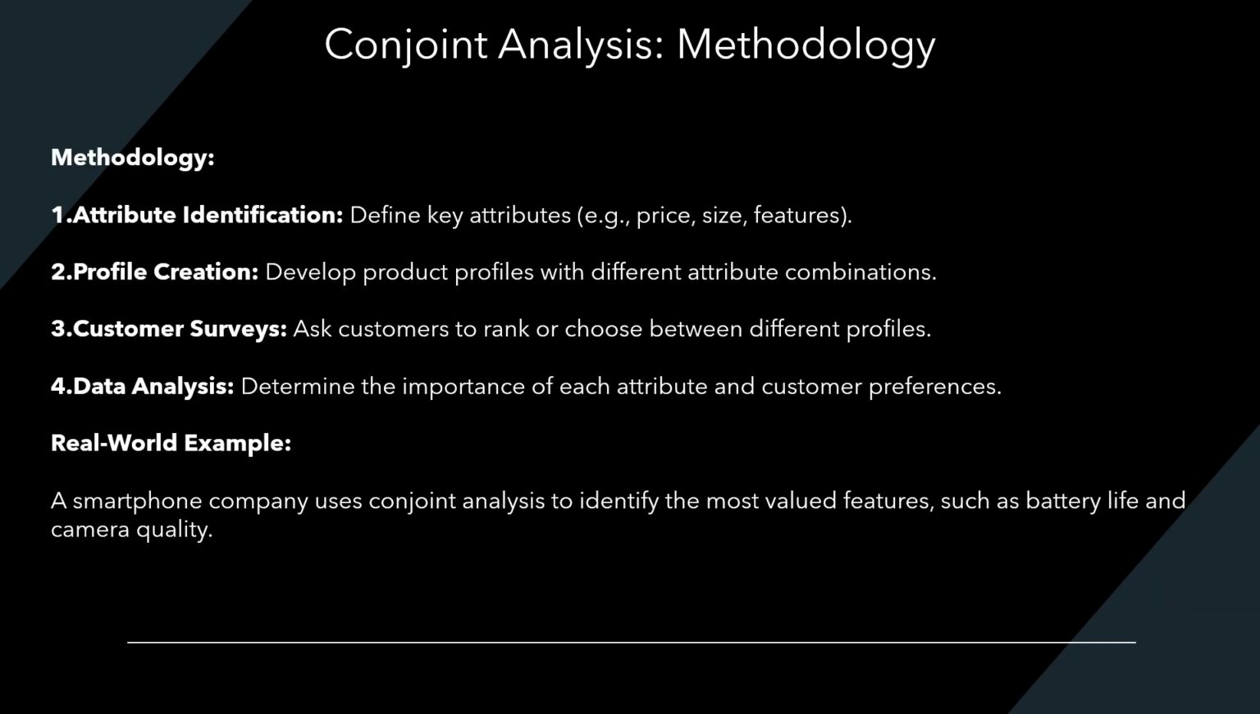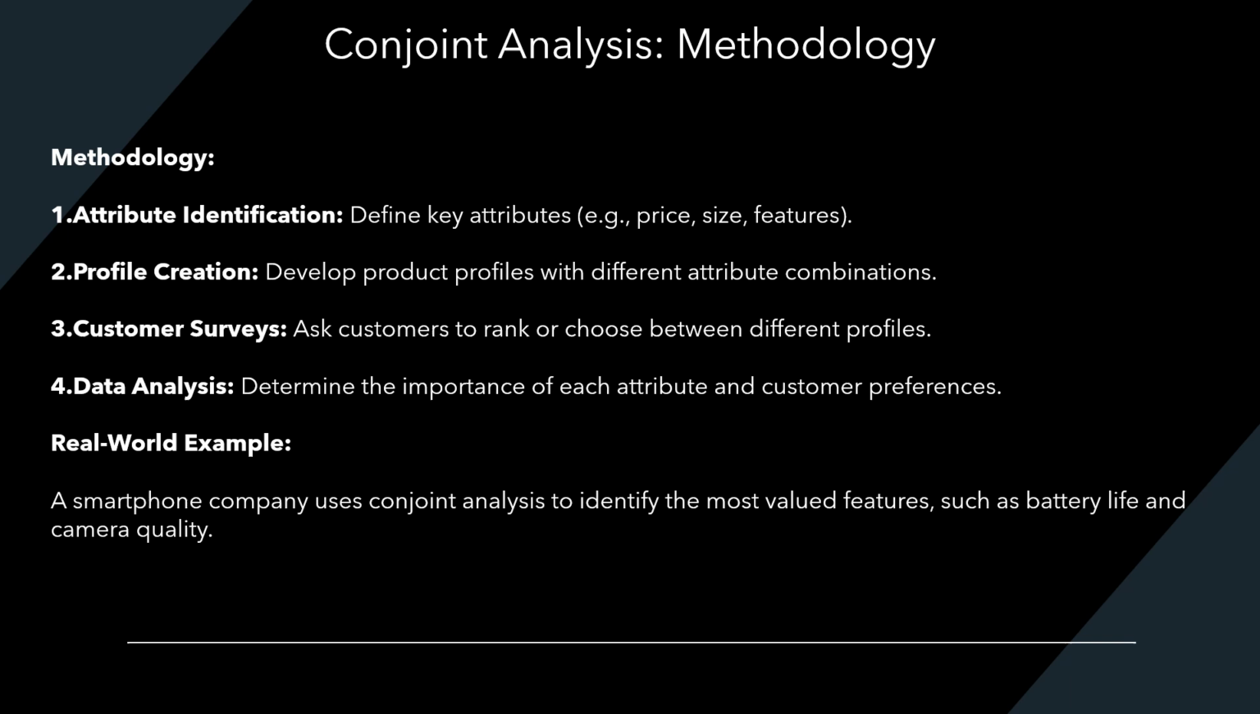To conduct conjoint analysis, we're going to use a few methodologies like attribute identification, profile creation, customer surveys, and data analysis. The first step is to identify the key attributes of the product or service you want to analyze. These could be things like price, brand, design, or specific features. Next, you create a series of product profiles that vary in these attributes. Customers are then asked to rank or choose between these profiles, which allows marketers to gather data on their preferences. The final step is analyzing the data to determine the relative importance of each attribute.